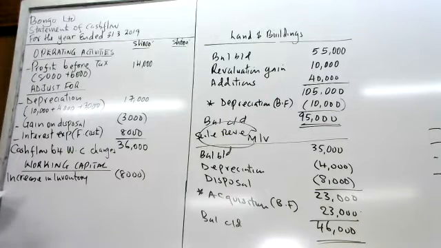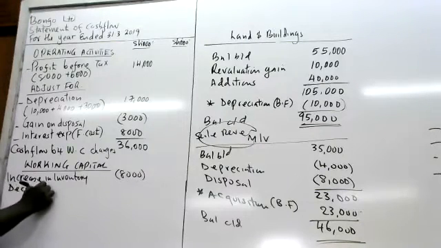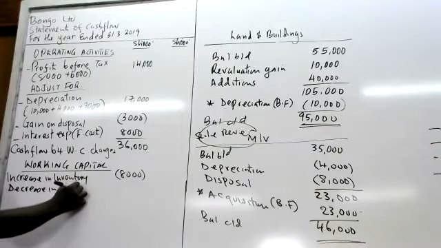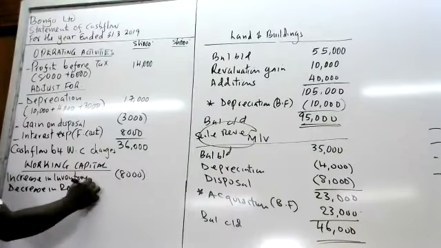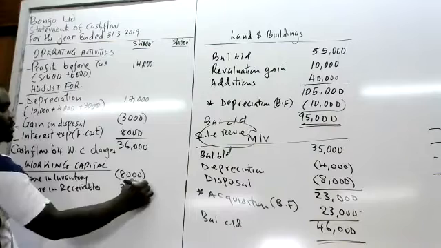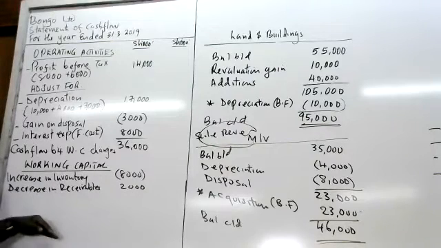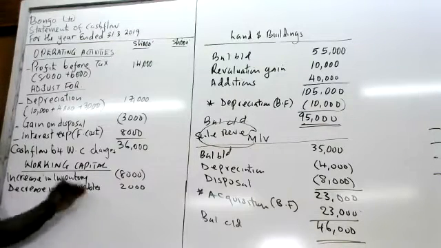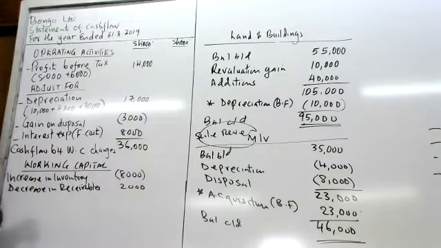Debtors go from 16 to 14, a decrease. So decrease in receivables. Decrease of how much? 2,000. That one we add. When debtors go down, it means we have collected. We are telling them to pay.